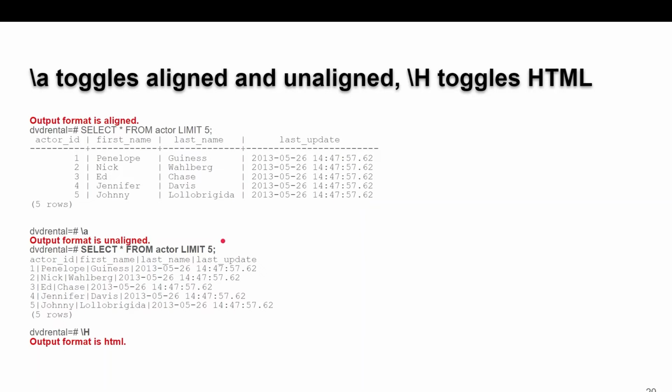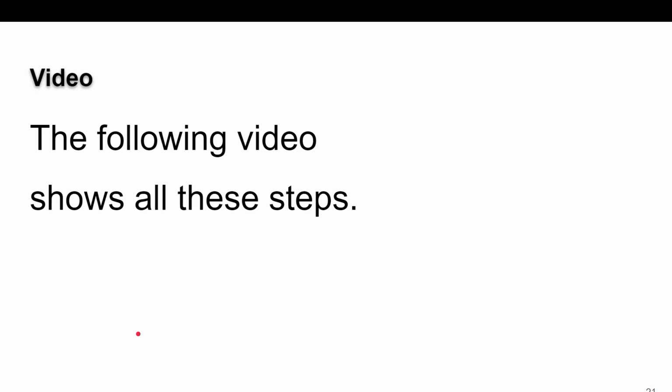Now, slash a is kind of interesting, it toggles between aligned and unaligned. So if your format is aligned and you type in a backslash A, it goes from this pretty printed version to this collapsed version. Now, if you do a backslash capital H, you can toggle into HTML mode. Now, I'm going to run a quick little video to show you how to do all that.